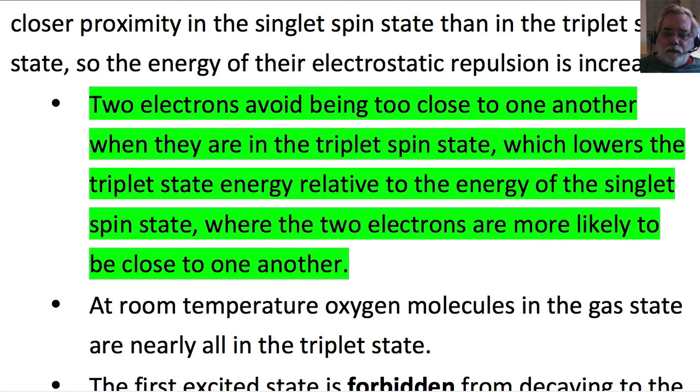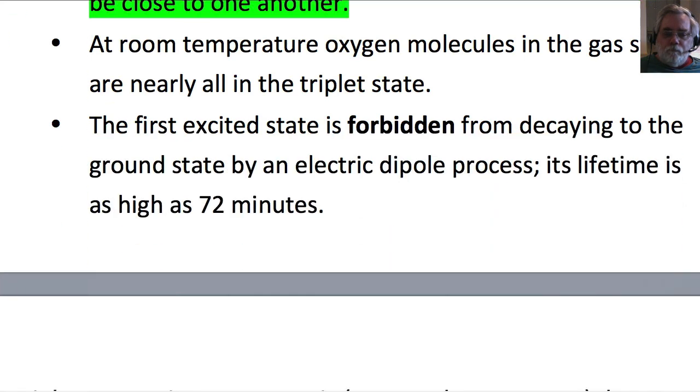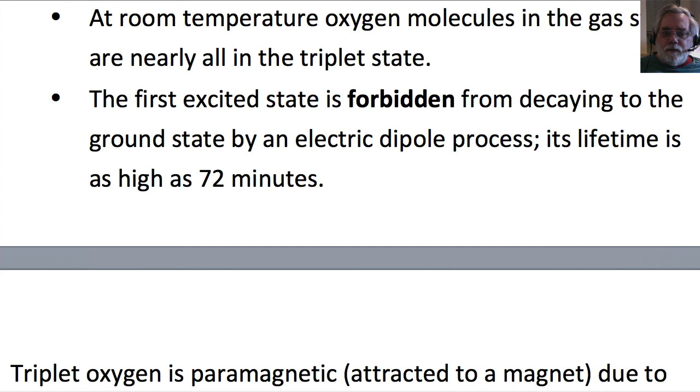At room temperature, oxygen molecules in the gas state are nearly all in the ground state, in the triplet state. The first excited state is forbidden from decaying to the ground state by an electric dipole process, which gives it a medium-long lifetime. Its lifetime is as high as 72 minutes, so any molecule in the first excited state could take minutes or hours to decay to the ground state.